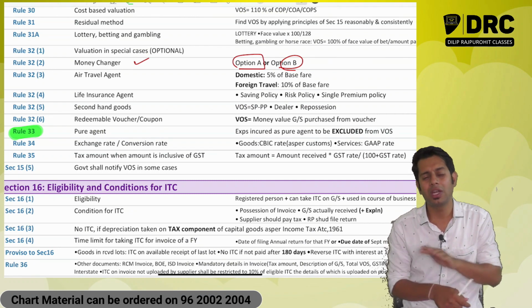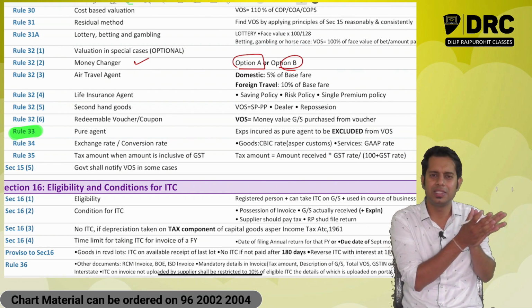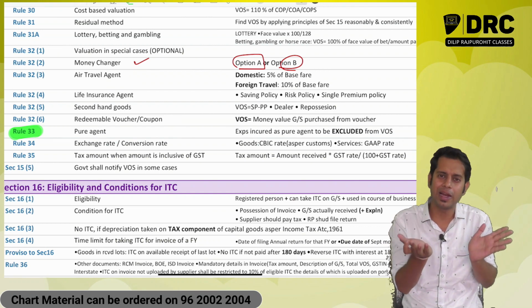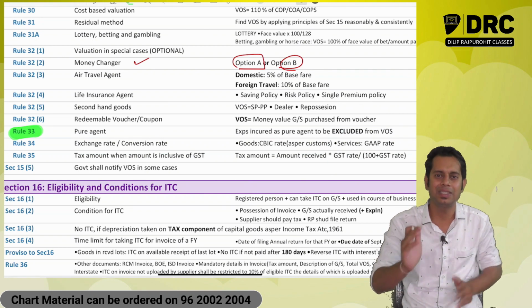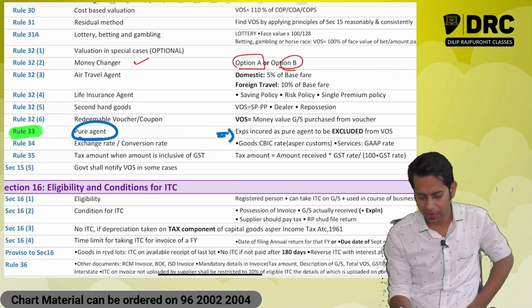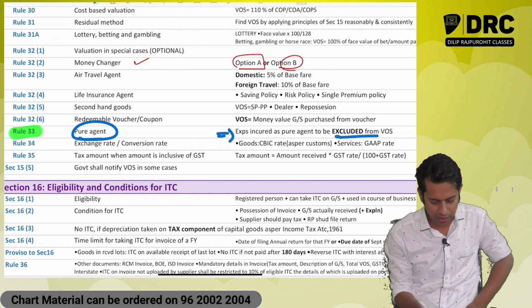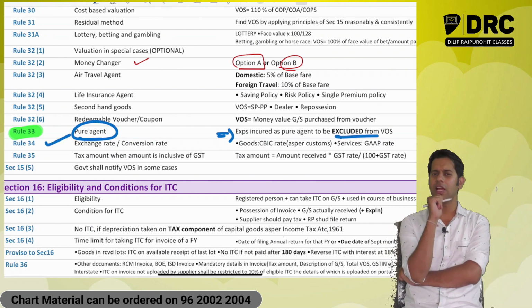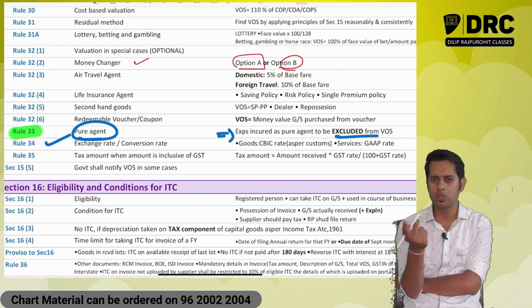I am acting as a pure agent of my client and I am purchasing a digital signature on his behalf. In this case, whatever amount I have incurred for the digital signature is not required to be added in value of supply if I am acting as his pure agent. If I am acting as his pure agent, then the value of that expense will be excluded from value of supply. Sir, what is the exchange rate which I have to take whenever I am supplying the goods outside India?